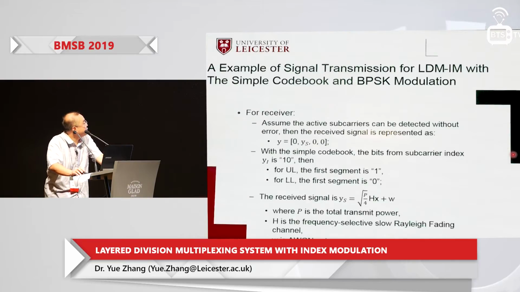Now the second part is the LDM part. You need to calculate the different LDM symbols for the upper layer and the lower layer. The received signal here we consider as passing through a channel, a traditional Rayleigh fading channel with Gaussian noise.